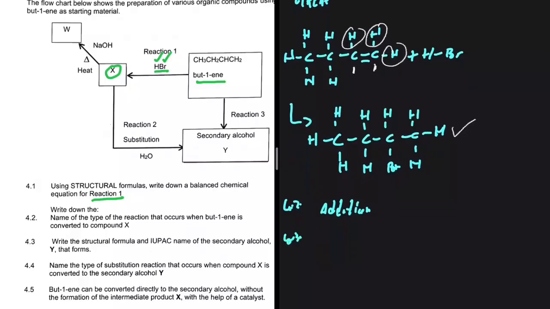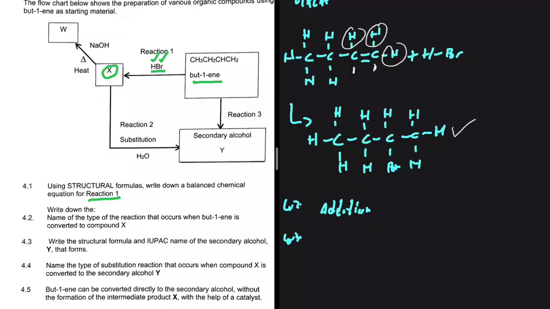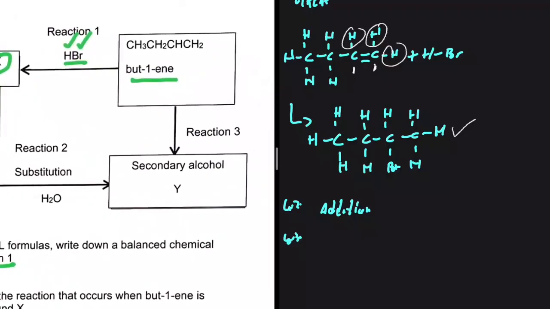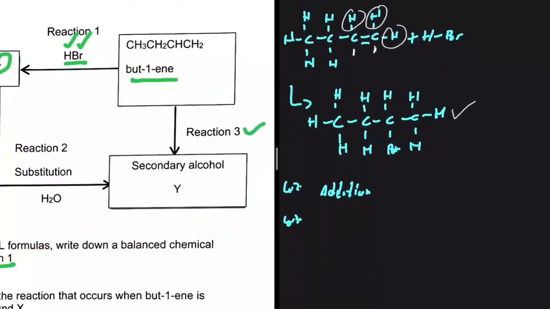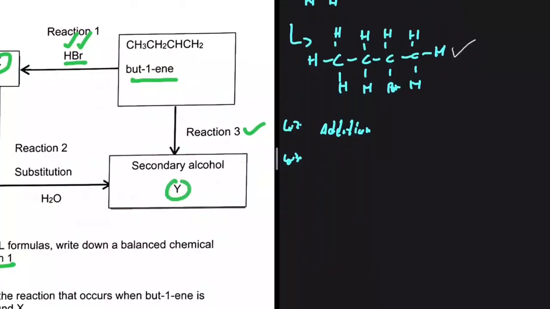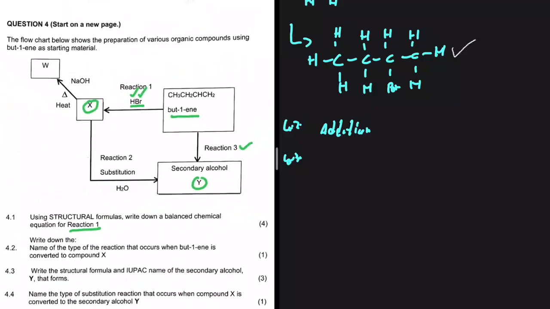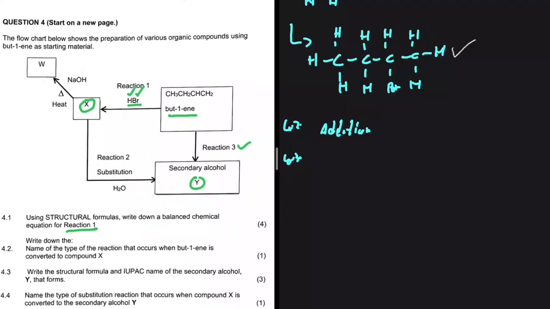4.3. Write the structural formula and IUPAC name of the secondary alcohol Y that forms. So we have but-1-ene, and through some reaction 3, our product is a secondary alcohol. Since it is starting with an alkene, we know that it is an addition reaction. Which addition reaction leads to an alcohol? Hydration, right? Given that it is a secondary alcohol, we would also be able to conclude that the alcohol formed is secondary. But anyway, let's go ahead and have our alcohol.